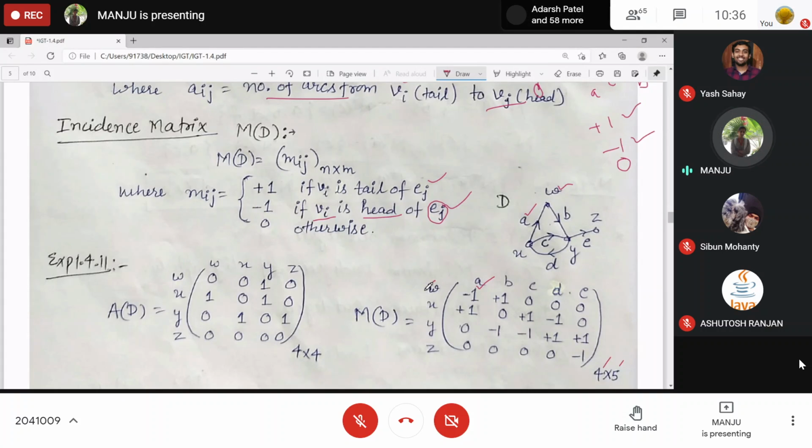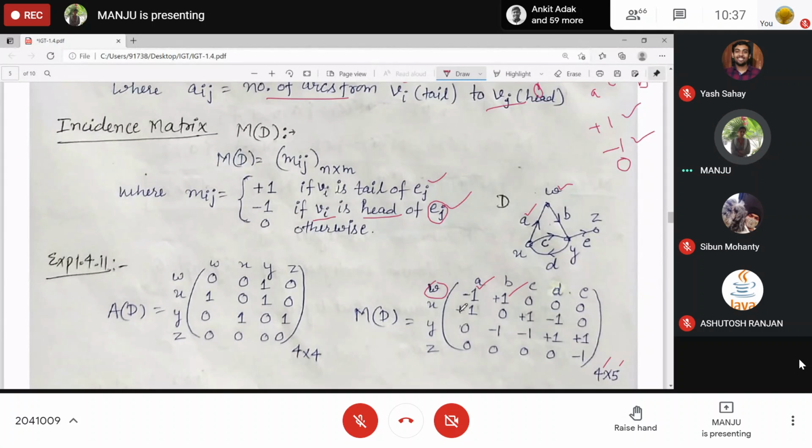So W is the vertex, and A is an edge. Now W with B. What is the relation? Head or tail? Tail. So plus. And in the case of A, it was head. In the case of C, 0, nothing. D, nothing. E, nothing. There is no relation, right?